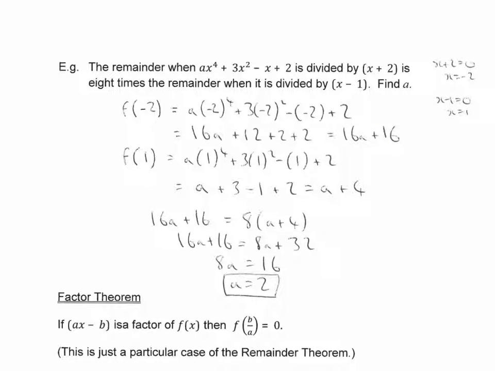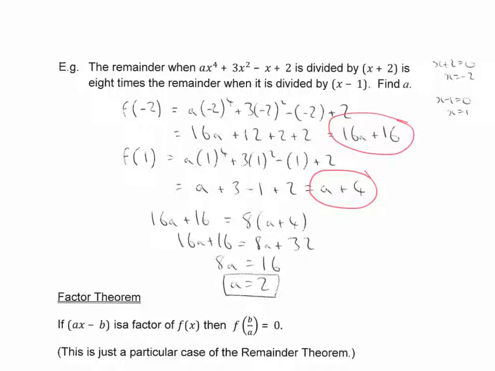I'm also interested in the remainder when I divide by x minus 1. What makes x minus 1 equal 0? Well, it's when x is 1. So let's plug in 1 and we get this remainder here. So we're interested in the relationship between this remainder and this remainder. This is the remainder when you divide by x plus 2, and this is the remainder when you divide by x minus 1. Let's read the question very carefully to see how they're related.